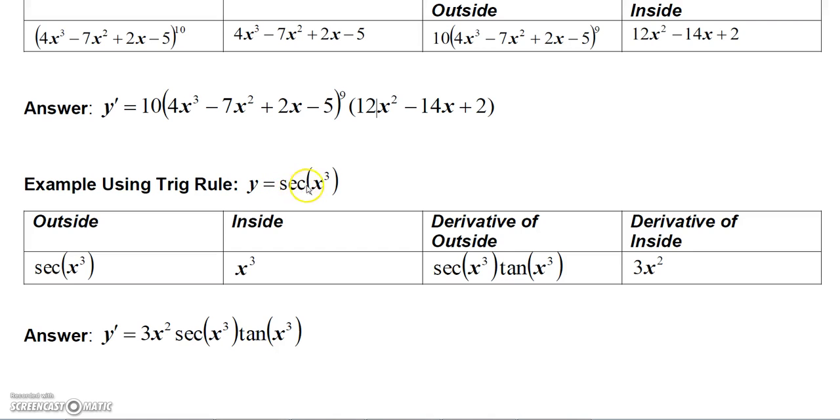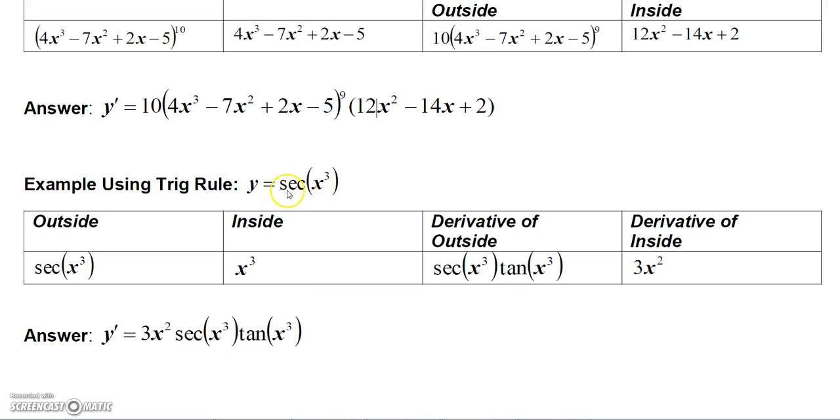So the derivative of the secant, I would apply that first. The derivative of secant u would be secant u tangent u. So I'd have secant x cubed tangent x cubed. Then I would multiply by the derivative of the inside, in other words, the derivative of the argument, which is the derivative of x cubed, is 3x squared. So the derivative would be 3x squared times the secant of x cubed times the tangent of x cubed.